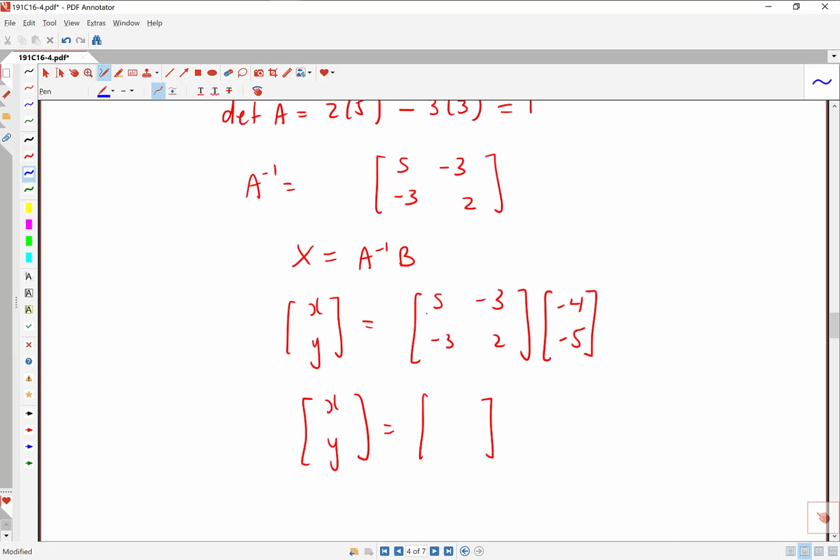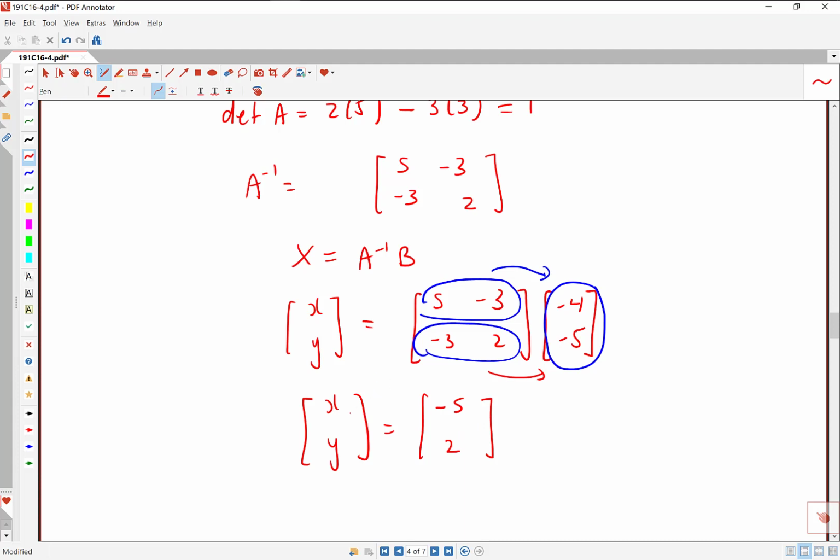So doing our matrix multiplication, let's circle the rows of the first matrix and any columns of the second matrix, and we're going to do some dot products. So 5 times -4 plus -3 times -5. That's going to give us -5. And then the second dot product, we're doing -3 times -4 plus 2 times -5. Okay, so that gives us 2.